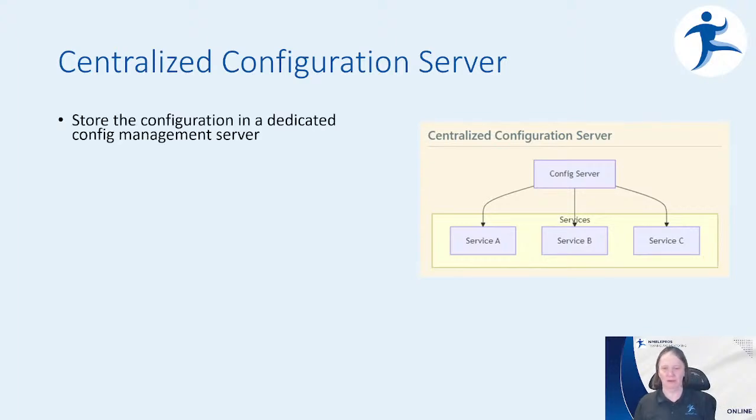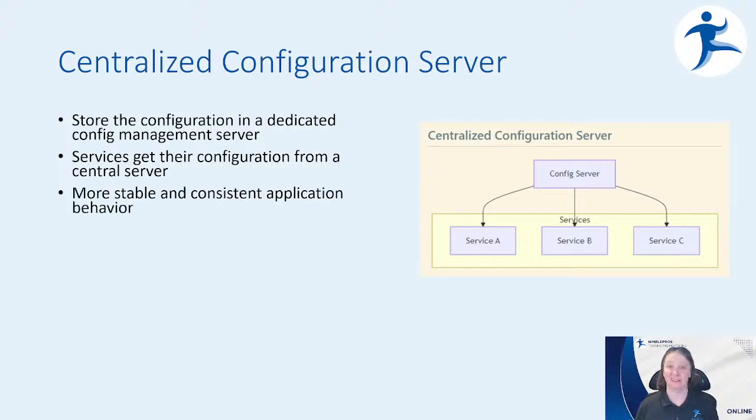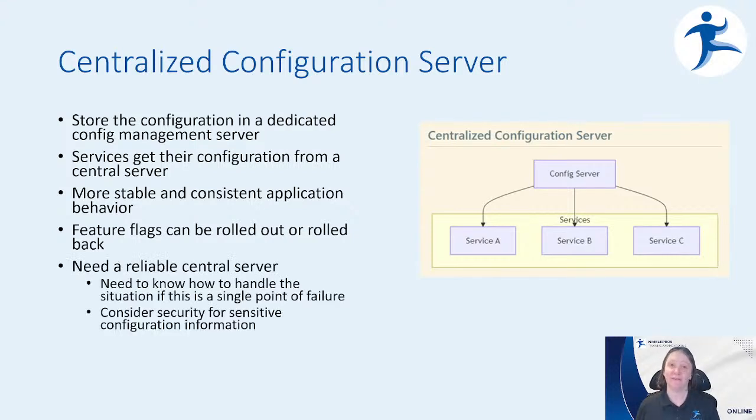Because you work together. With centralized configuration servers, think of it as you have a configuration management server, and all of your services will get their configuration from the server. This allows for more stable and consistent application behavior, which is good. You may have heard me mention feature flags, because you can roll them out, you can roll them back. You do it at the central server, it gets sent out, or maybe they're subscribing and they pull it, and so then it's done. The key with this is you need to have a reliable central server, and if you have a singular server, so you're not working with a clustered environment or a scalable environment, understand how this works with a single point of failure.